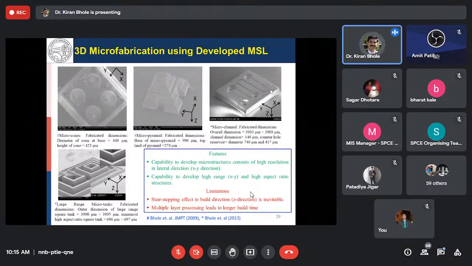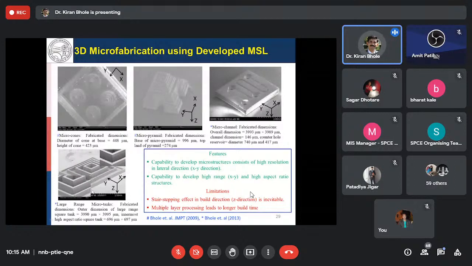Because when you are tilting the mirror, the focus spot does not remain constant and it gets defocused. The spot size becomes too large, and that's why the resolution is lost. But with the on-axis scanning scheme, it is possible to fabricate large range, high resolution structures.